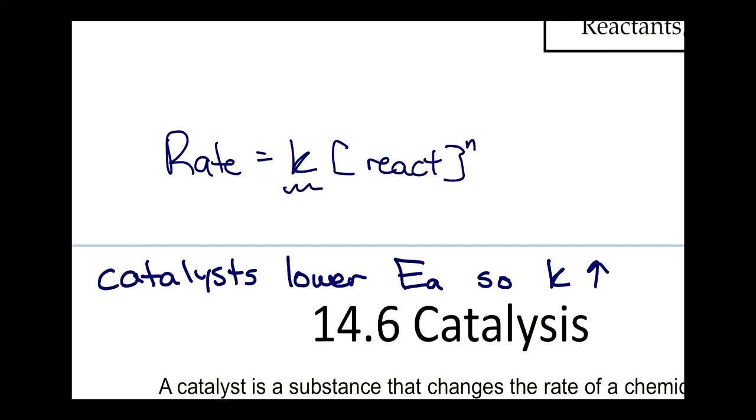How can we change our rate constant? We can increase the temperature, right? That's one way we can increase the rate constant. We looked at that with the Arrhenius equation, but we also saw that decreasing the activation energy also increases K. All right, so we'll talk about how we do that using catalysts.